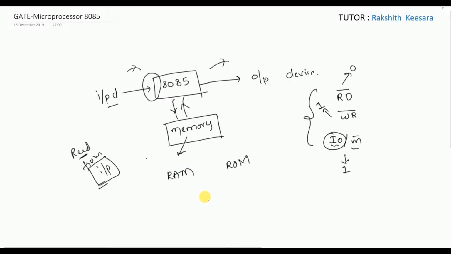Now I want a write operation to the output device. So what will I select? My read signal will be 1 because I need a write operation, right? So the write will be 0 to the output device. So this will be 1. Now I need the operation of read from memory.